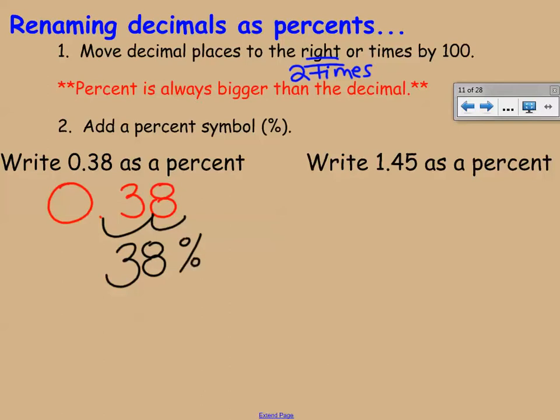Is my percent bigger than what I started with? Yes. So then I know I moved it in the right direction. Okay, well, let's try the second one. Let's write down 1.45, or 1 and 45 hundredths.